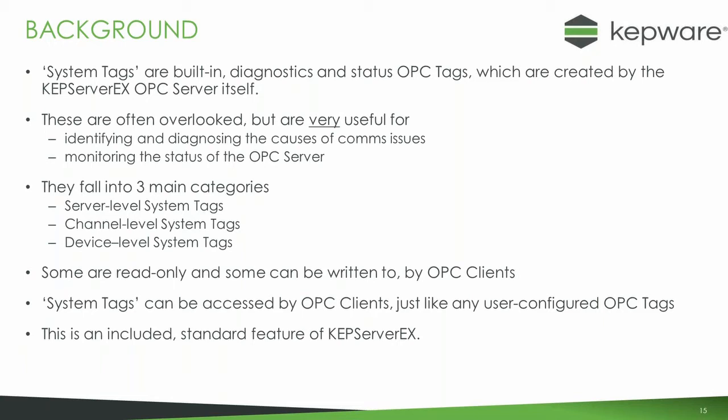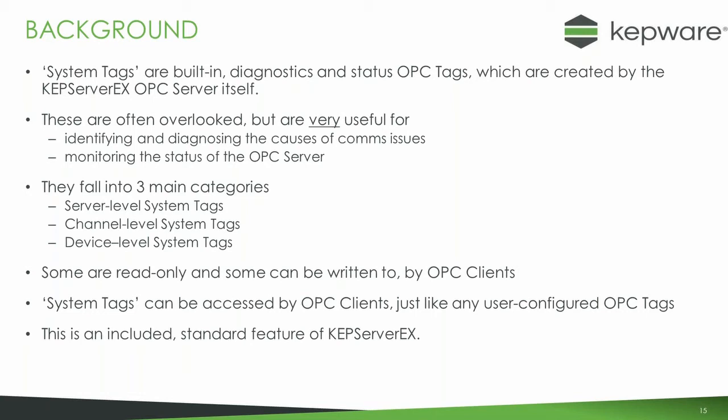If a PLC suddenly stops communicating, you can see if you've got a global fault with that PLC, if it's stopped communicating for all tags, or it's just a particular tag that you're not seeing. And also it's very useful for monitoring the status of the OPC server itself.